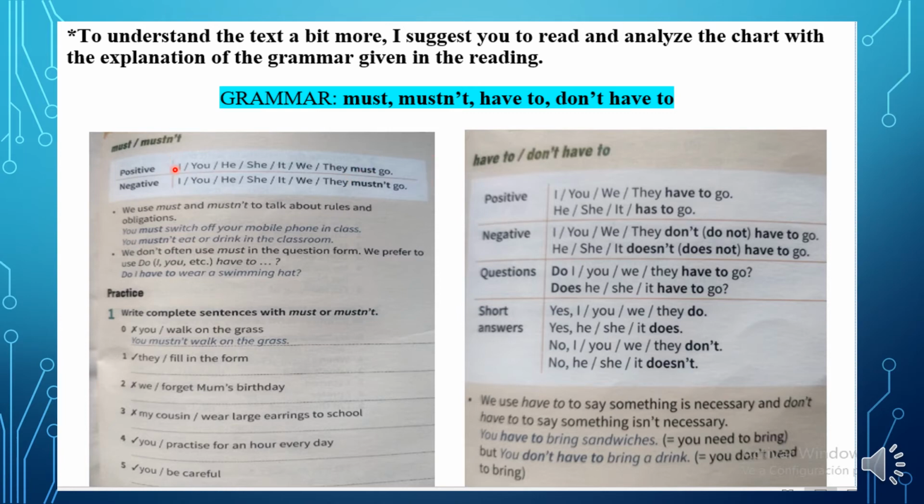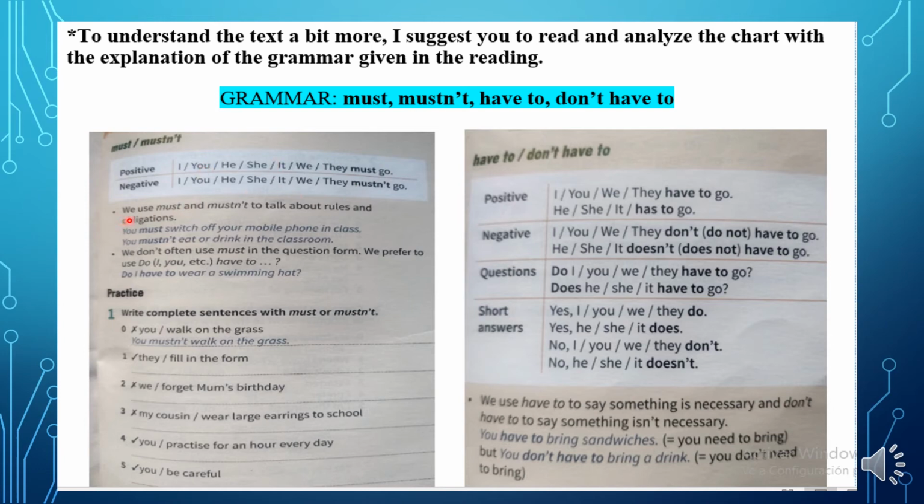For the positive, you have I, you, he, she, it, we, they. We use must. The modal verb used here is must go. The negative: I, you, he, she, it, we, and they mustn't go. Here you have the auxiliary. It is working like an auxiliary. It doesn't change. It is the same for all the personal pronouns.